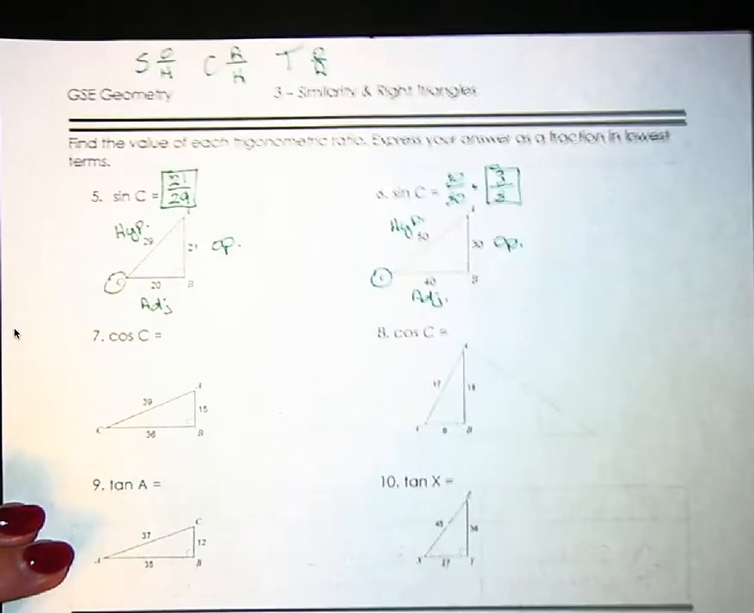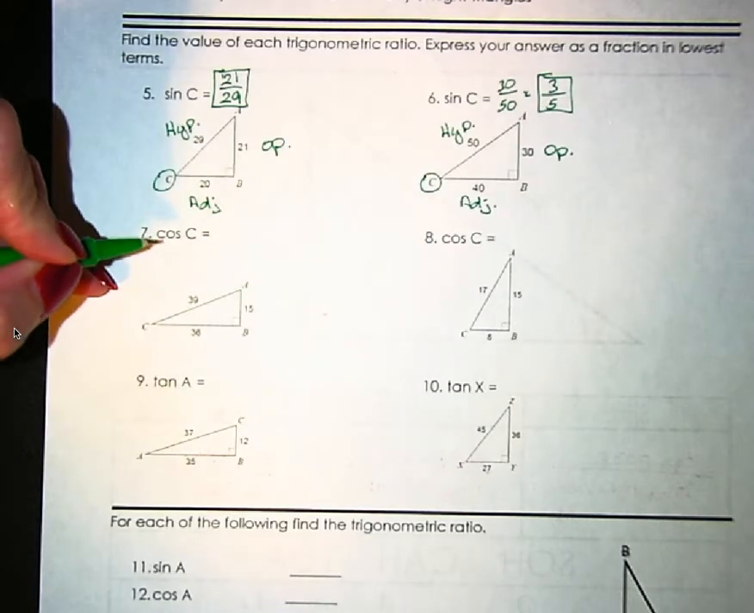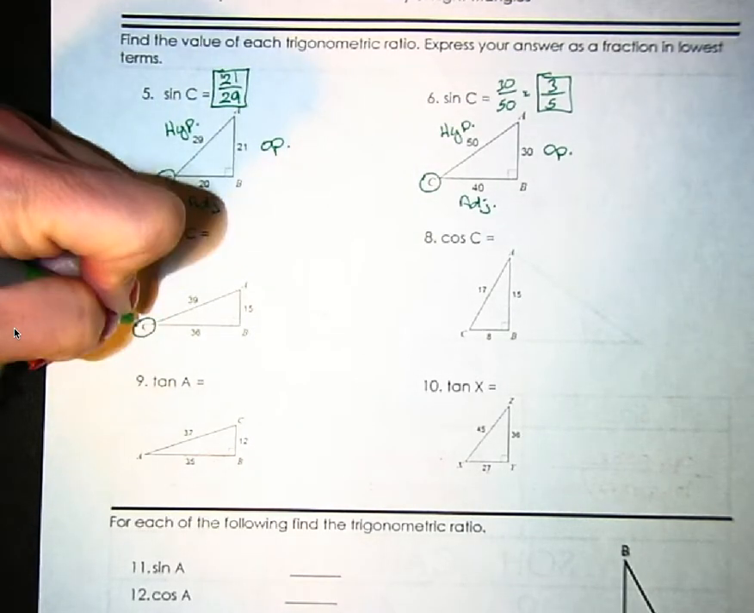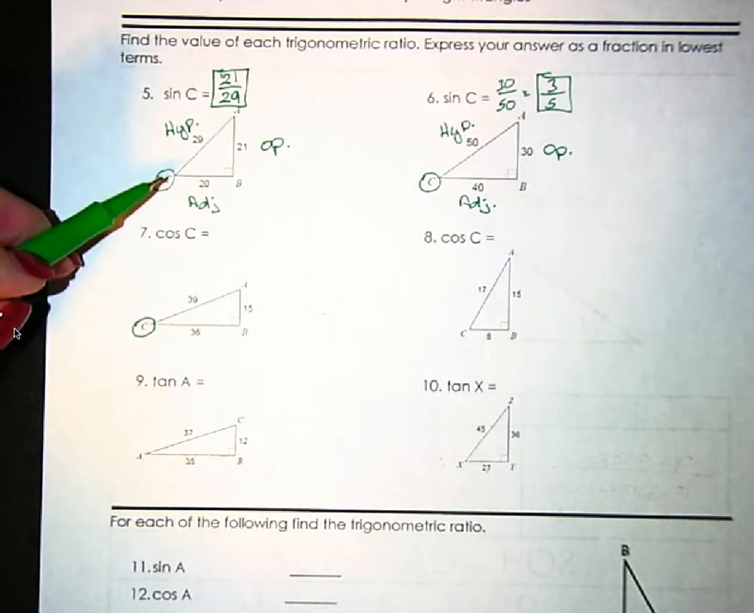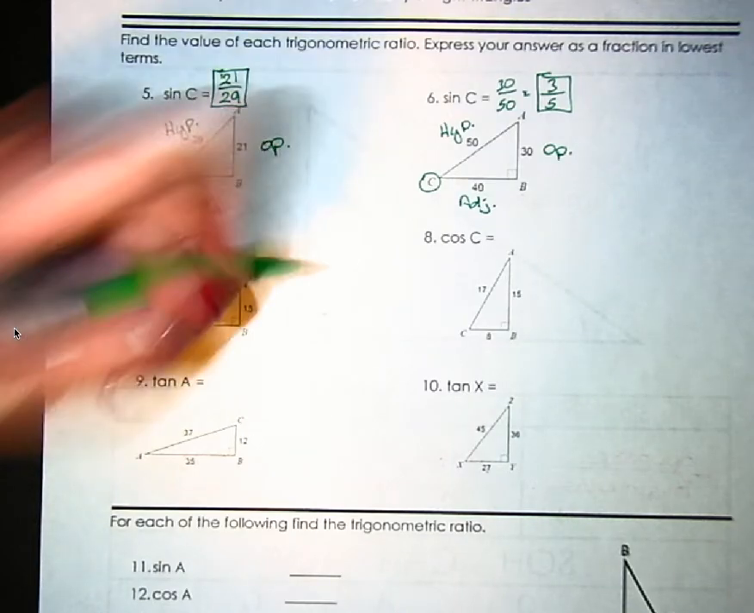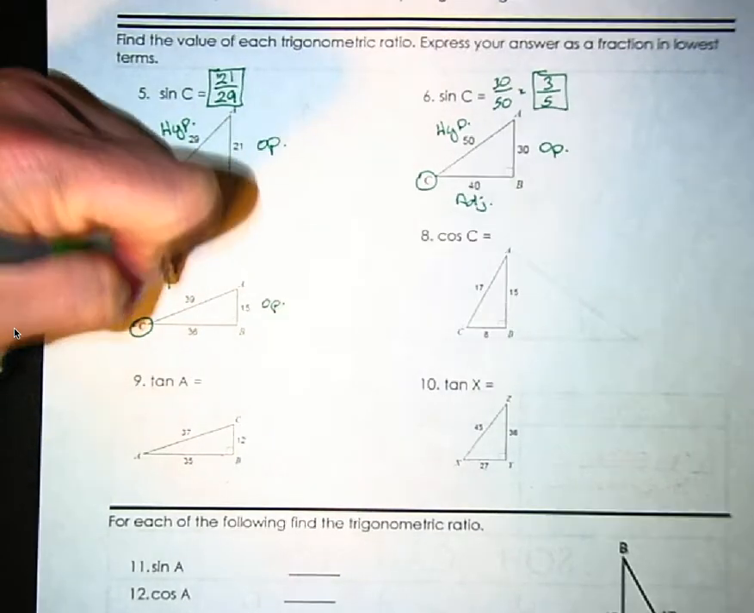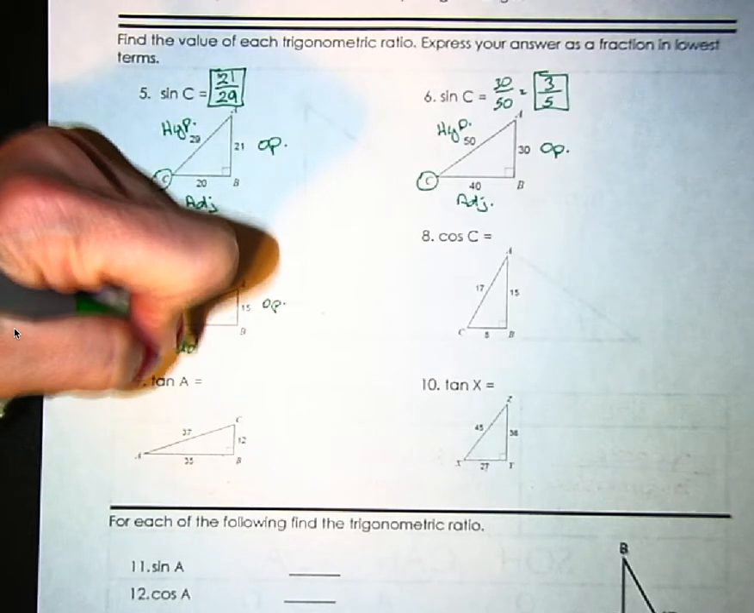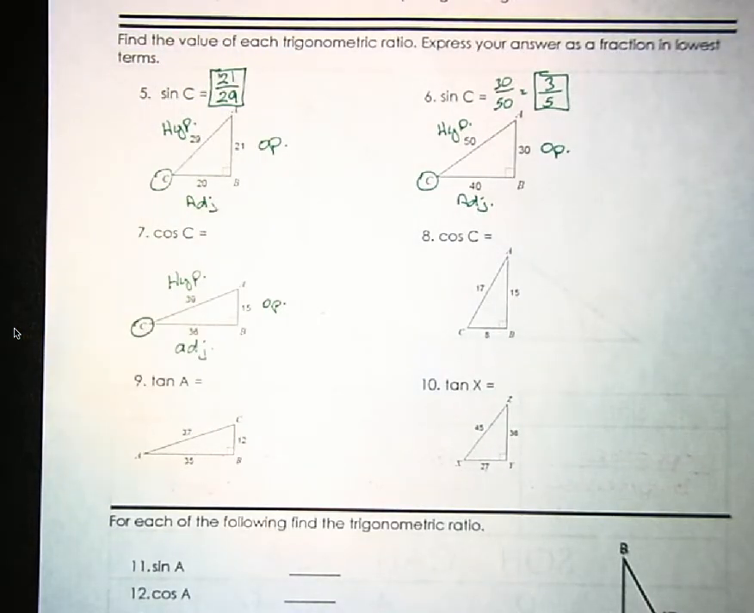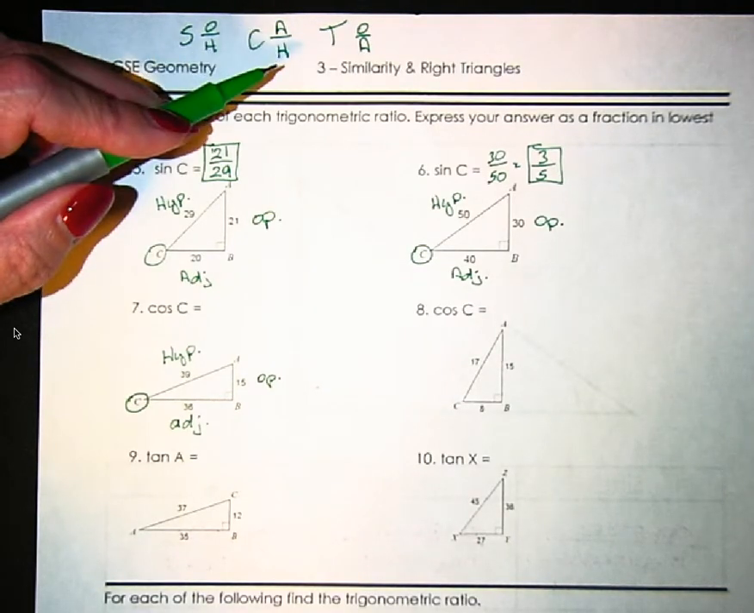Okay, so let's try some with cosine. It's asking us to find the cosine of angle C. So circle C, that's your reference angle. And the first thing we're going to do is label our sides just like we did up here. Across from C is opposite. Across from the right angle is our hypotenuse. And adjacent to C and helping make up C is our last leg, right there. All right, so cosine, if I remember up here at the top, cosine is adjacent over hypotenuse.